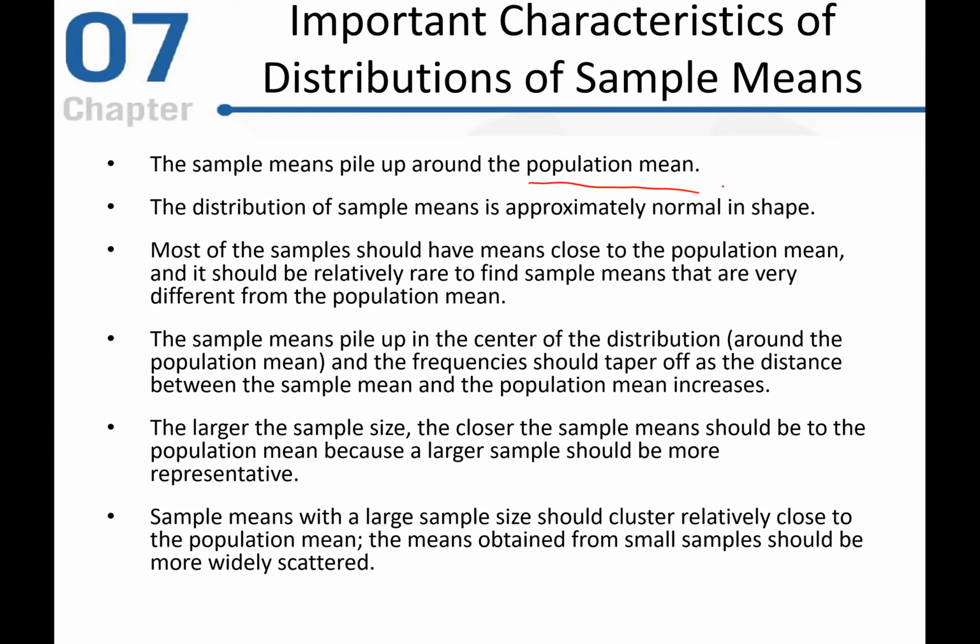So sample means from large samples should cluster relatively close to the population mean, and the means obtained from small samples should be more widely scattered.